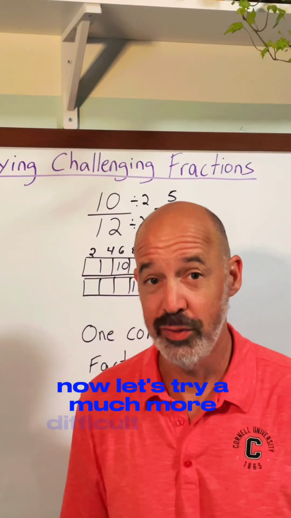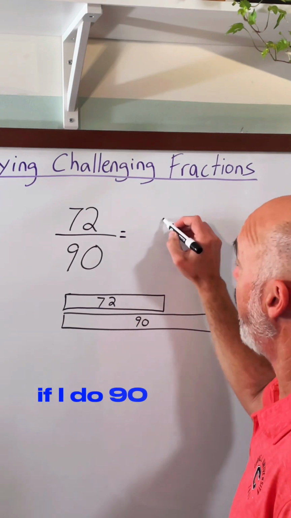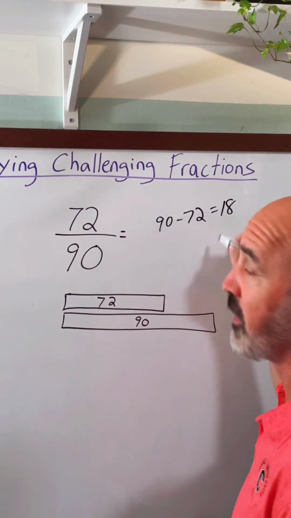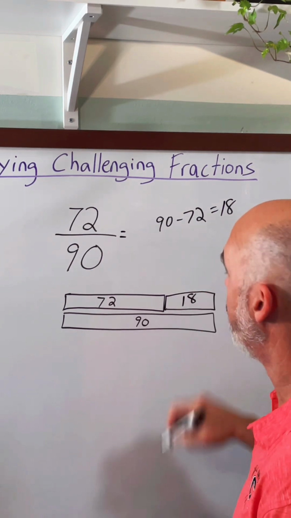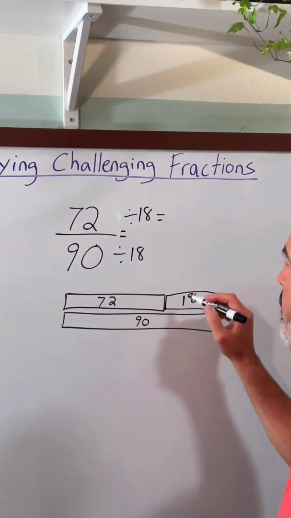Now let's try a much more difficult fraction. So now with 72/90ths, if I do 90 minus 72, the difference is 18. That's what goes right in here. That is the greatest common factor.